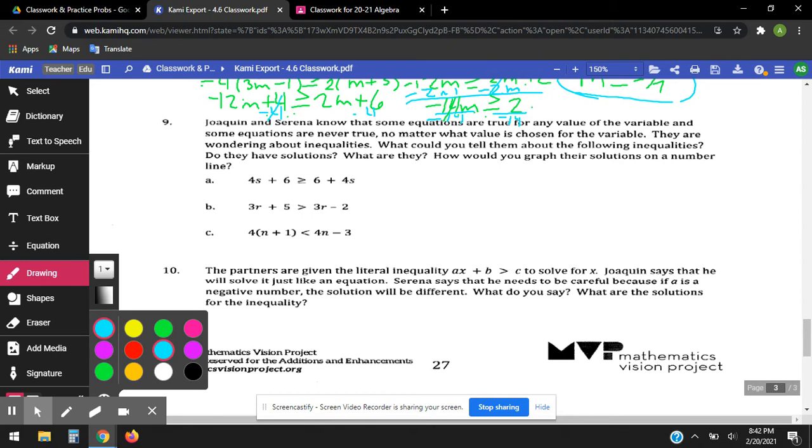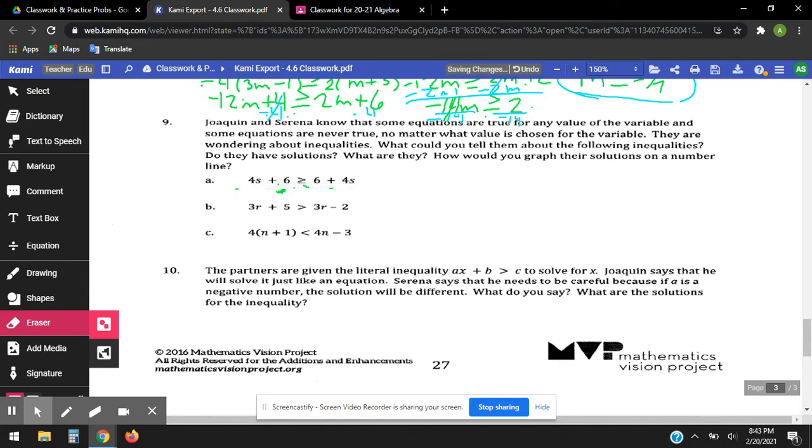So 4s plus 6 is greater than or equal to 6 plus 4s. So for this one, they're exactly the same, right? If I subtract 6, that would be 0 on both of them. Subtract 4s, that would be 0 for all of them. So they're always going to be equal. So I'm going to go ahead and erase those on there. So these are always going to be equal since we have that equal sign in there.